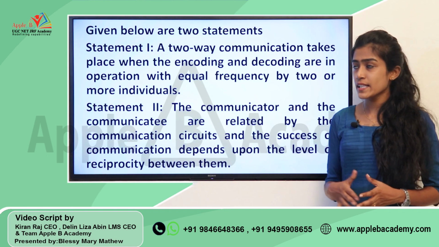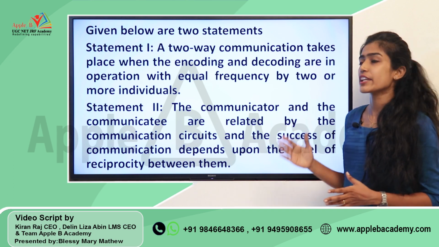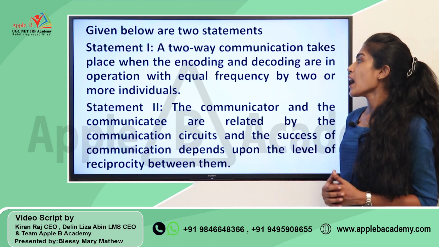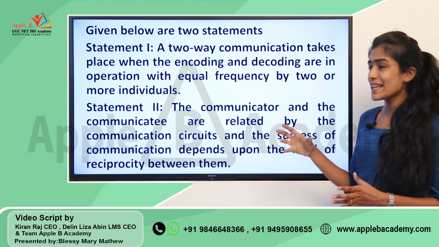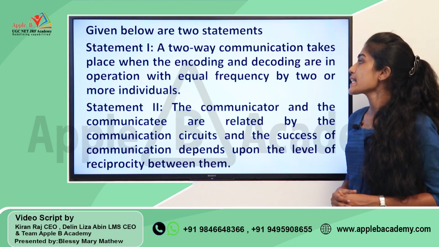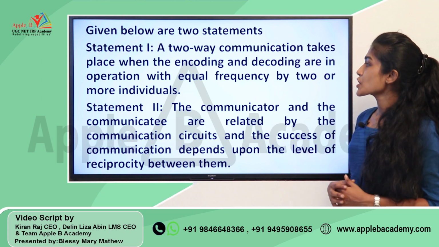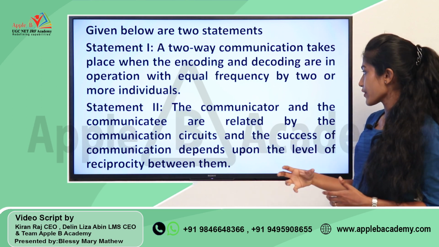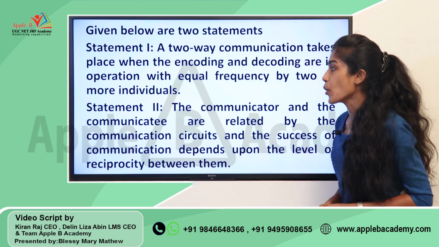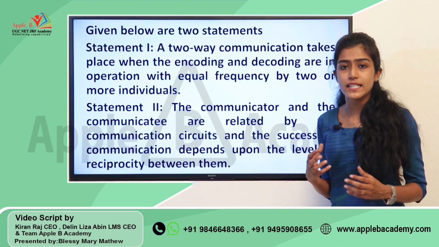Moving to the next question, this is a statement question. You are given 2 different statements. Let us read the statements first, and then we will discuss their meanings. Statement 1: A two-way communication takes place when the encoding and decoding are in operation with equal frequency by 2 or more individuals. So what do you mean by this particular statement?